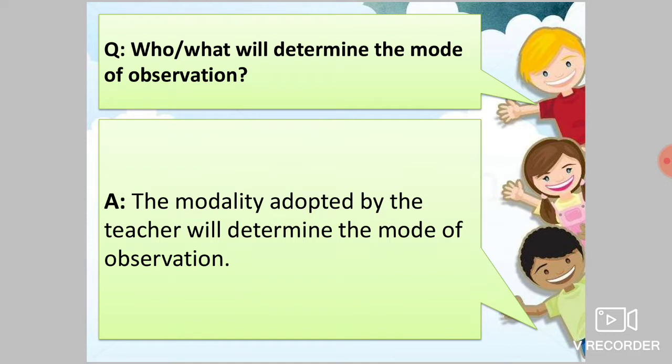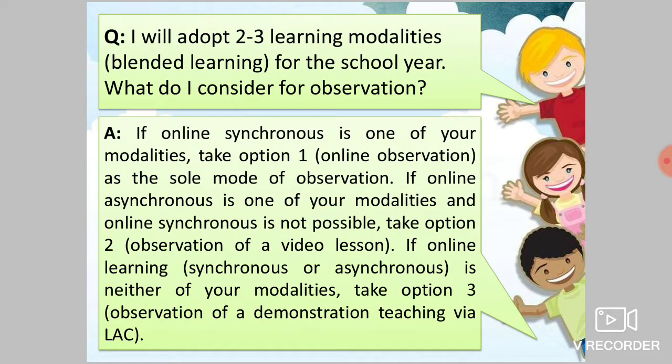What will determine the mode of observation? The modality adopted by the teacher will determine the mode of observation. I will adopt 2 to 3 learning modalities, which is blended learning. For this school year, what do I consider for observation? If online synchronous is one of your modalities, take option 1.